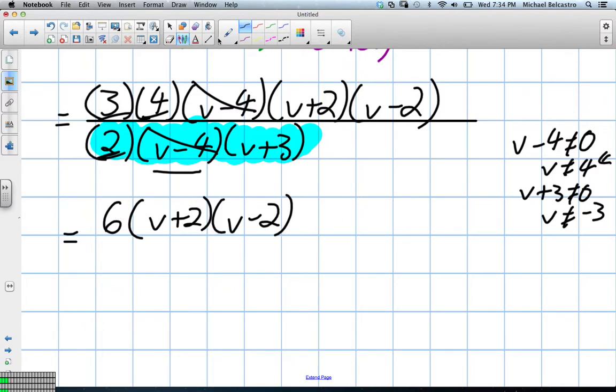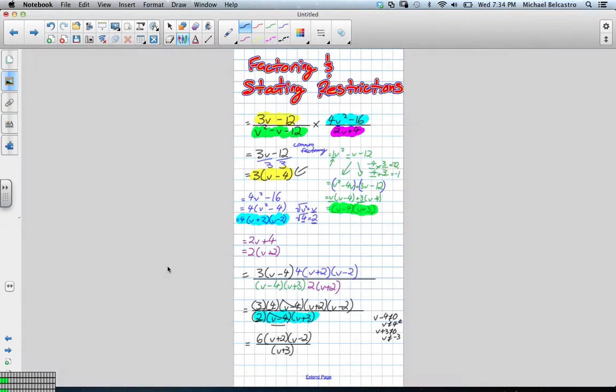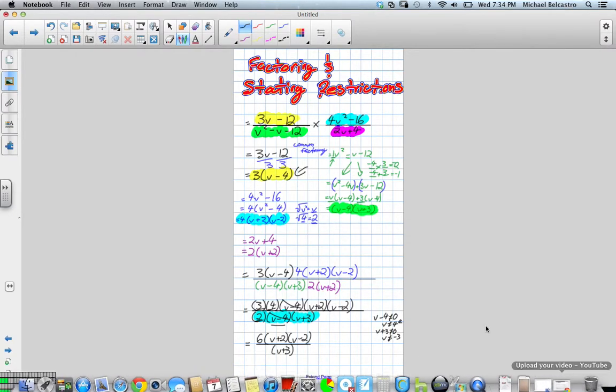Are you okay with that? So the coefficients all disappeared. And the only thing we have on the bottom is v plus 3. So that would be our simplified version of this, okay? So quite a bit of work, because we had to factor all of those to get an answer in this case, okay?